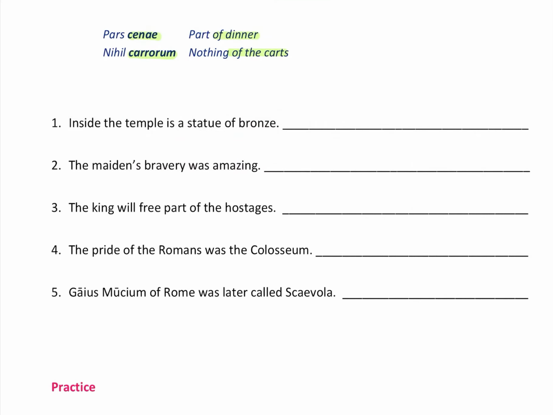Okay, inside the temple is a statue of bronze. Pretty easy because it starts with "of," right? So we know that's the genitive. And we know that it's genitive of material. It's the thing which the statue is created out of. And if we were going to make that in the genitive singular, it would be nei. There you go. All right.